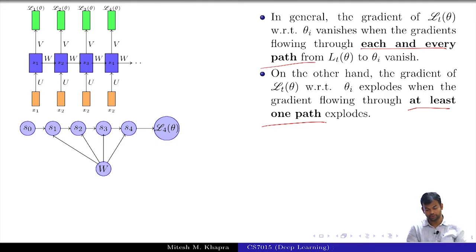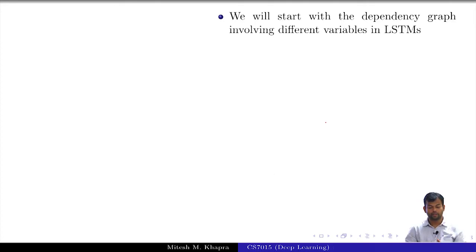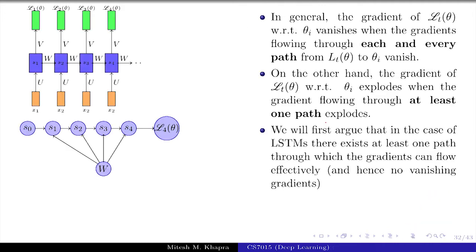Okay, so these are the two things that we need to prove, and the first thing that we are going to focus on is the vanishing gradient problem. So we'll start with the dependency graph for LSTMs. That means I want to draw something similar for LSTMs involving all the different elements in an LSTM.